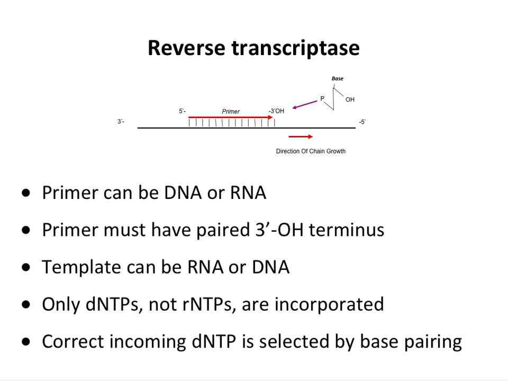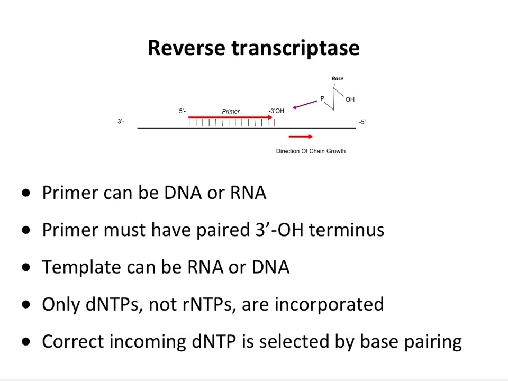So here's an RNA template. The primer is base paired to it in its entirety. The template can be RNA, the viral RNA, or it can be DNA. As you will see, the reverse transcriptase not only makes a single-strand DNA copy, but then it makes it double-stranded. So the template can be RNA or DNA.